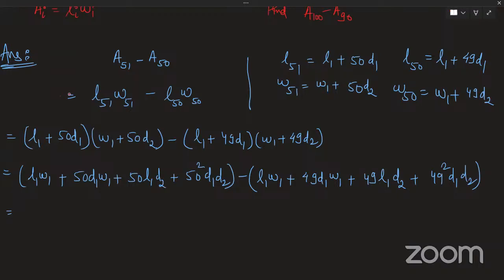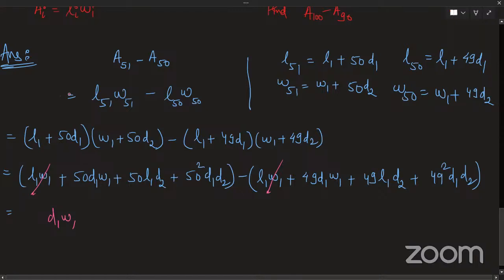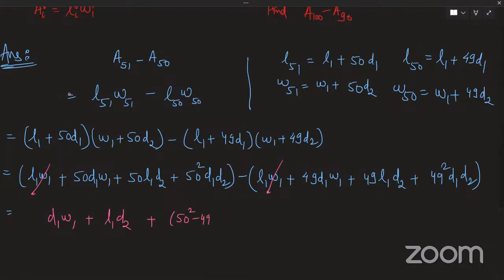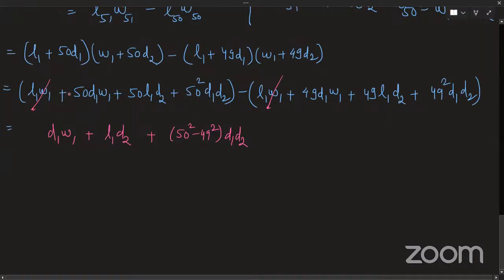Okay, great. So see, L1 W1 will get cancelled both sides, right? This D1 W1, 50 minus 49, so it is basically D1 W1. Similarly, L1 D2 will also cancel, right? Plus 50 squared minus 49 squared times D1 D2. Can you help me? Tell me what is the value of 50 squared minus 49 squared?